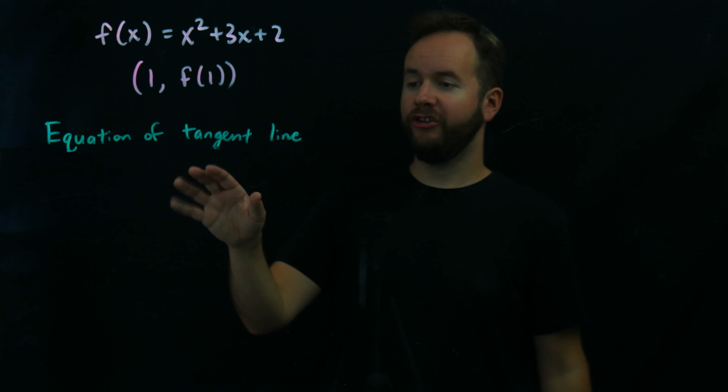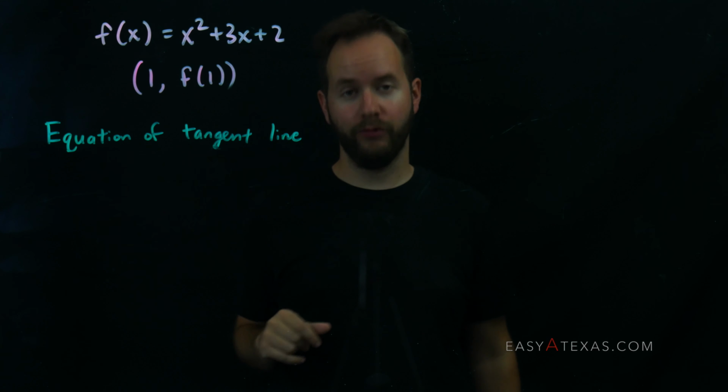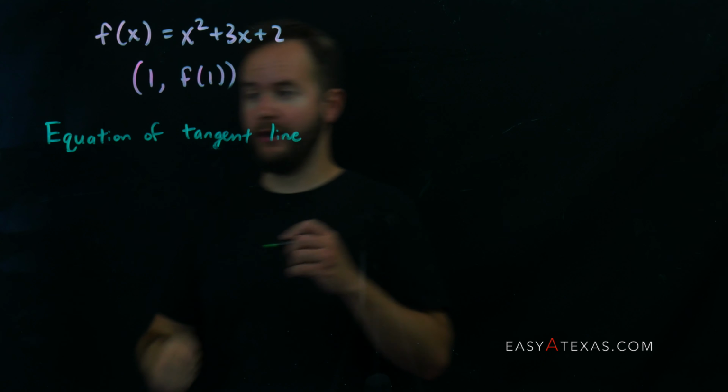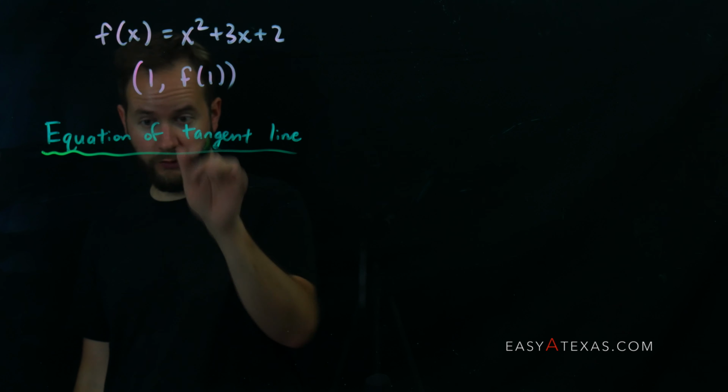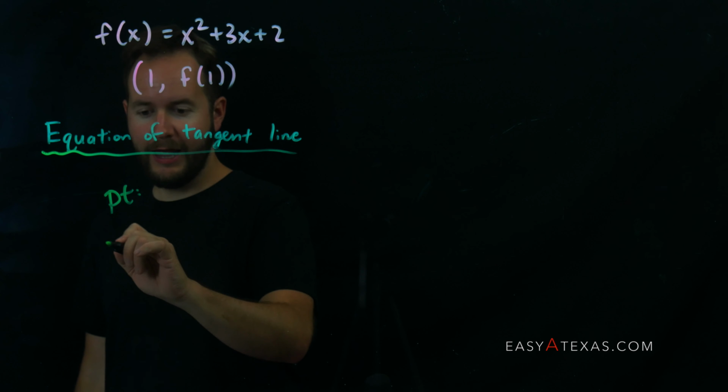Here I want to find the equation of a line tangent to this function passing through this point. Anytime you see the phrase equation of the tangent line, alarm bells should start going off in your head. If you do see this, you need two things. You need a point and you need a slope.